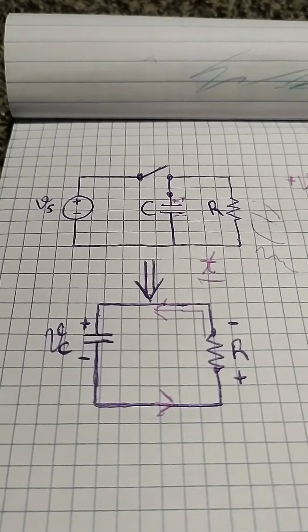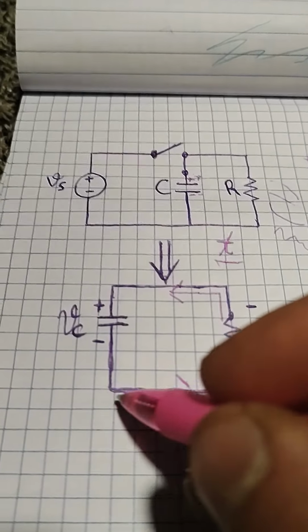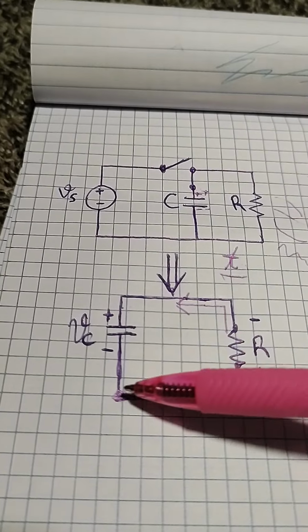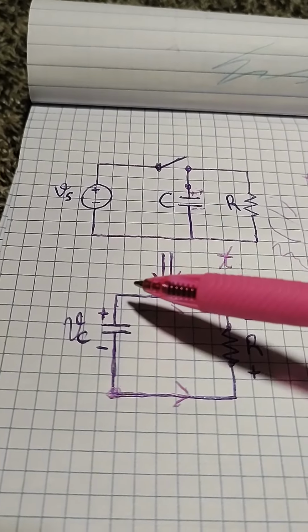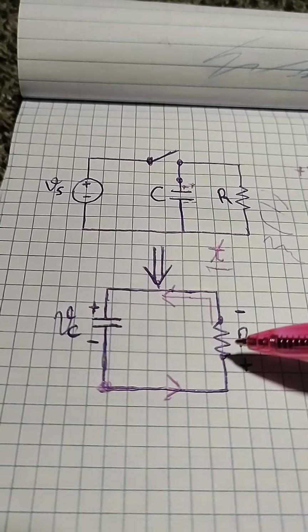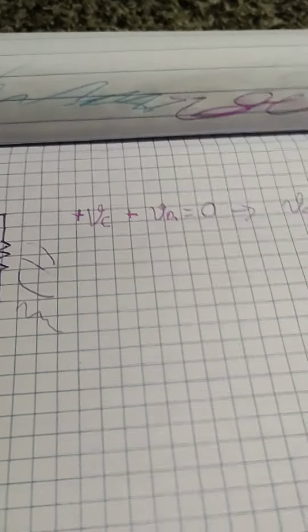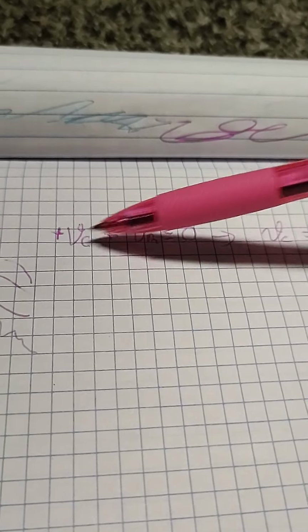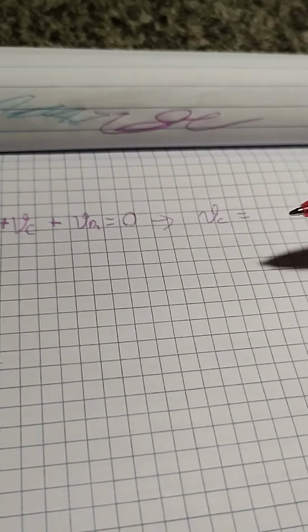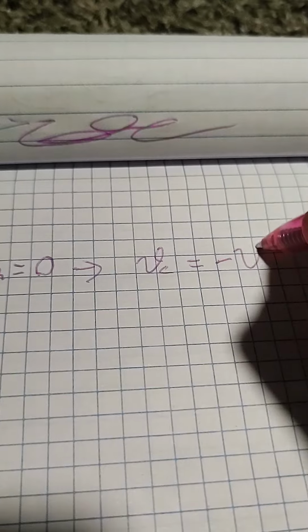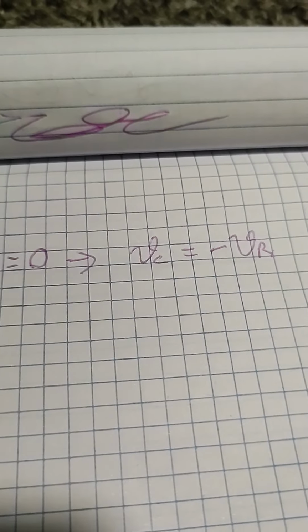So we're going to have to use Kirchhoff's voltage law. We're going to start here at ground. We're going to say plus VC plus VR is equal to 0. I already have that written down from my last attempt. So plus VC plus VR is equal to 0. And we're going to solve it for VC. We're going to say VC is equal to negative VR. Okay?